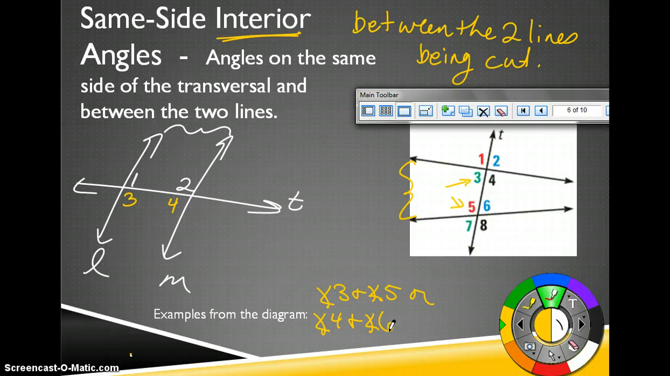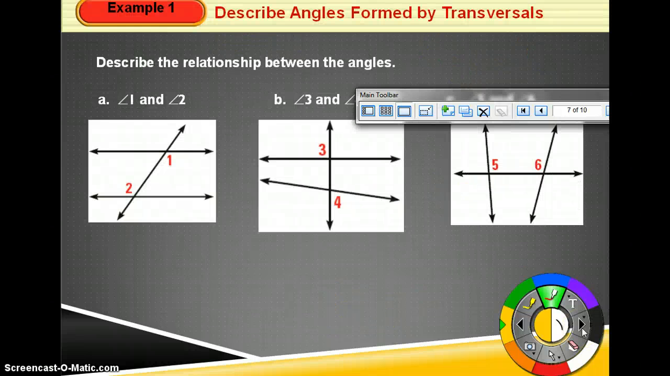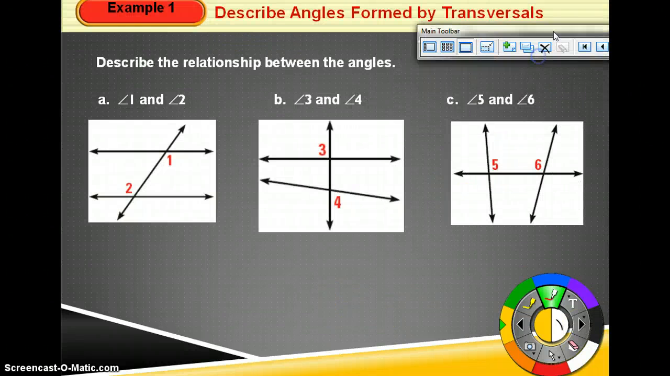Think about that for a second. Does it make sense? Same side on the interior. Okay, so here is an example in which we're going to just take some random things and name them. Describe the relationship between the angles. When it says describe, essentially what you're going to do is simply name, okay, with the correct name.